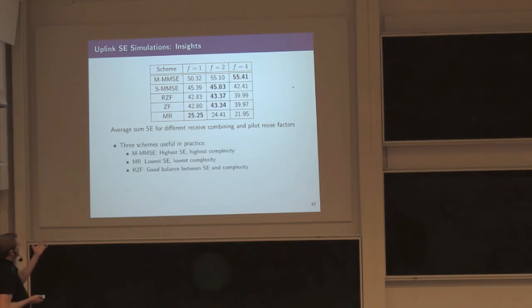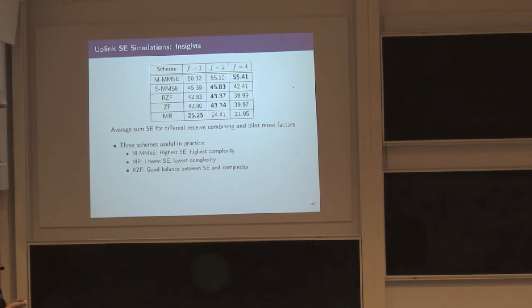From that, I would say there are three schemes that are really useful in practice. Multicell MMSE gives you the highest spectral efficiency, but the downside is that it has the highest complexity. Maximum ratio has the lowest spectral efficiency, but at least it has the lowest complexity as well, so if you cannot afford anything else, use that one. In between, I would pick the regularized zero forcing because it inverts much smaller matrices than single-cell MMSE, and it's more stable than zero forcing.